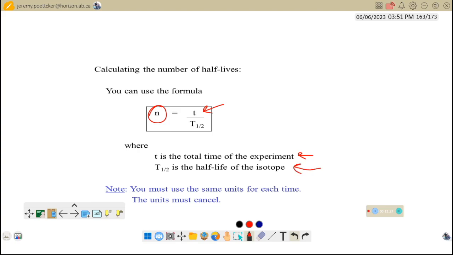We did this with our fake isotope A and isotope B just a couple of minutes ago, right? Where you've got isotope A, which has a half-life of 20 days, and we ran the experiment for 100 days.